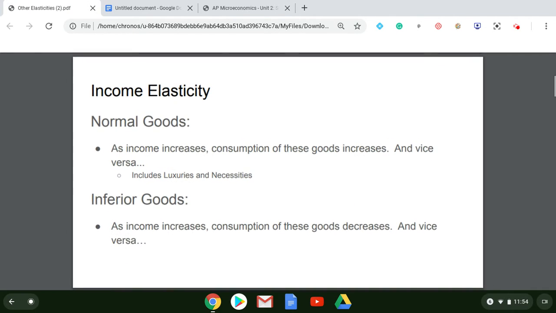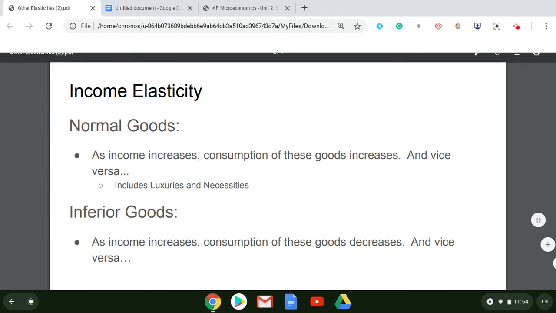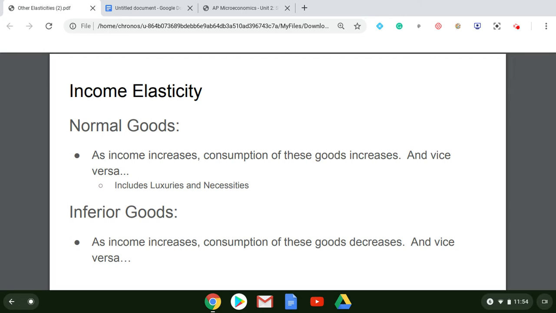So anyway, we've got income elasticity here. We have normal goods versus inferior goods. Normal goods, the simple definition, is that as someone's income increases, the consumption of these goods also increases. These can include luxuries and necessities, and we call them normal goods because that's typically how most people react to the consumption of most goods. As your income goes up, you will consume more of everything. But that's not necessarily true.